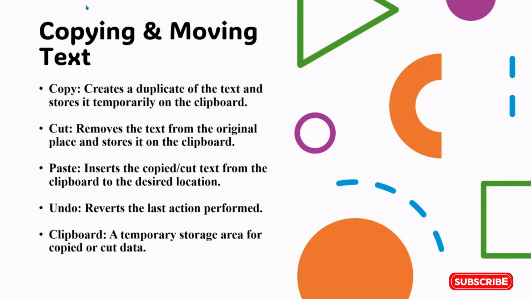Undo reverts the last action performed. So you're actually reversing, you're going back. And a clipboard now is a temporary storage area for copied or cut data. So these are 5 important concepts that you will need to know when you are copying and moving text.